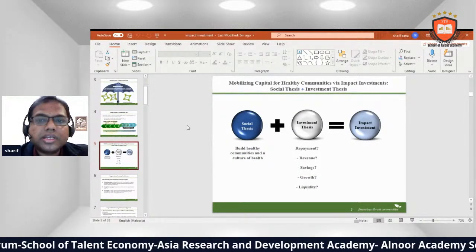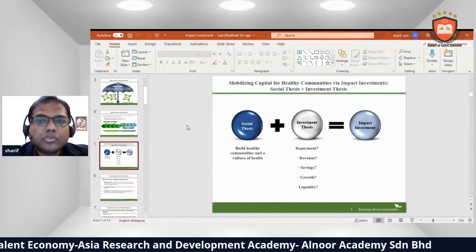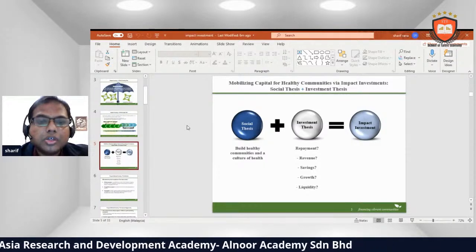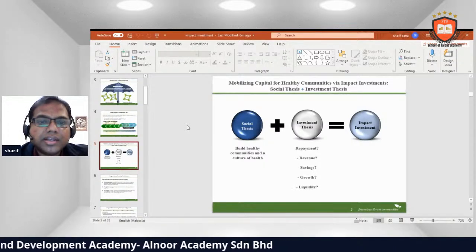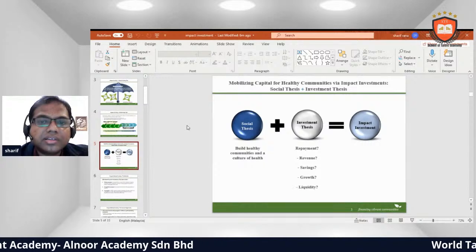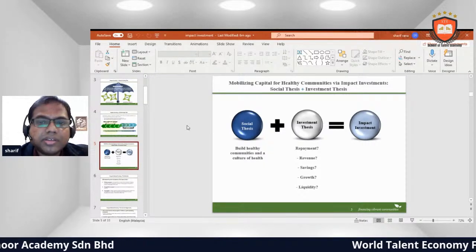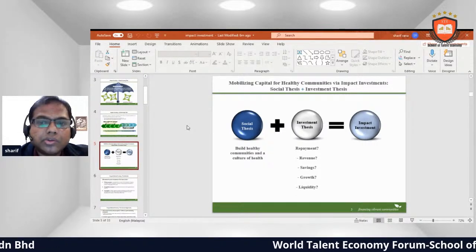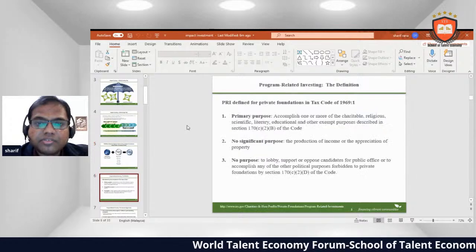Mobilizing capital for the health community via impact investment. Social thesis: building healthy communities and a culture of health. Investment thesis: repayments, revenue, savings, growth, liquidity equals impact investment.